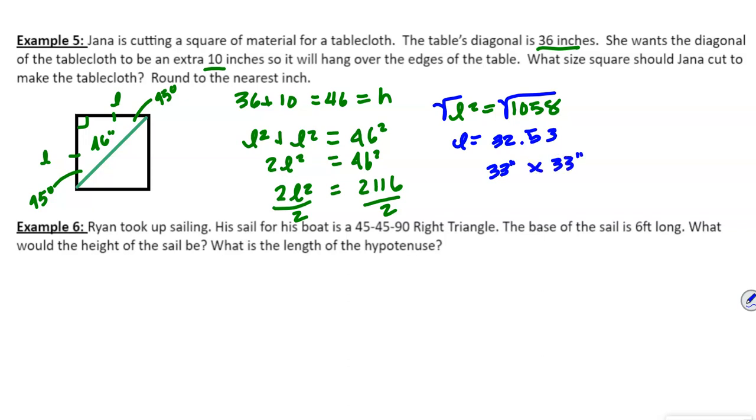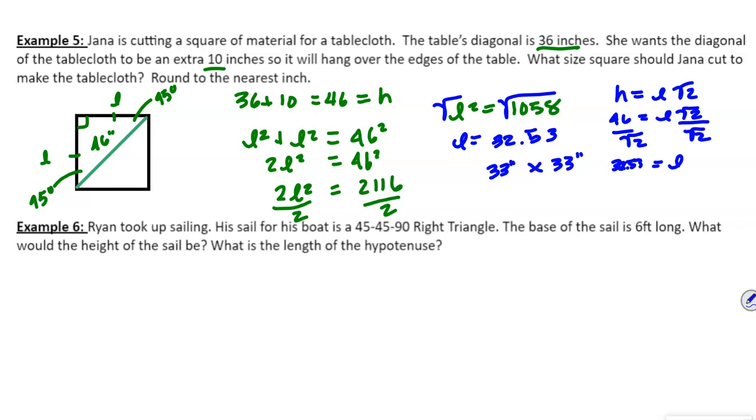Now, the other way you could have done this is you could have used that formula, H is equal to L square root of 2, right? You could have put 46 here is equal to L square root of 2, divided by the square root of 2 here. Okay, so L would have still been equal to that 32.53. So whichever way you want to do it, whichever way your logic works, that's what you should do.